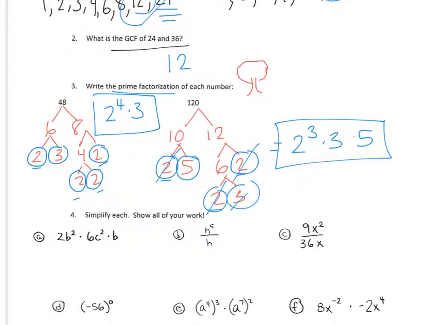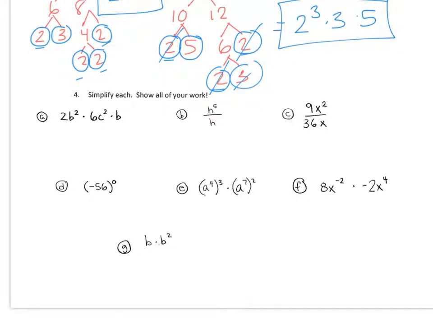And then down here, 4, show all of your work with these properties of exponents. So letter A, you're multiplying these. So what you need to do is multiply the 2 and the 6 to get 12. But then you add the exponents when the bases are the same. So it's b cubed, and we still have a c squared. Letter B, there's actually a 1 at the bottom. So when you're dividing, you're going to subtract the exponent, so it's h to the 4th.